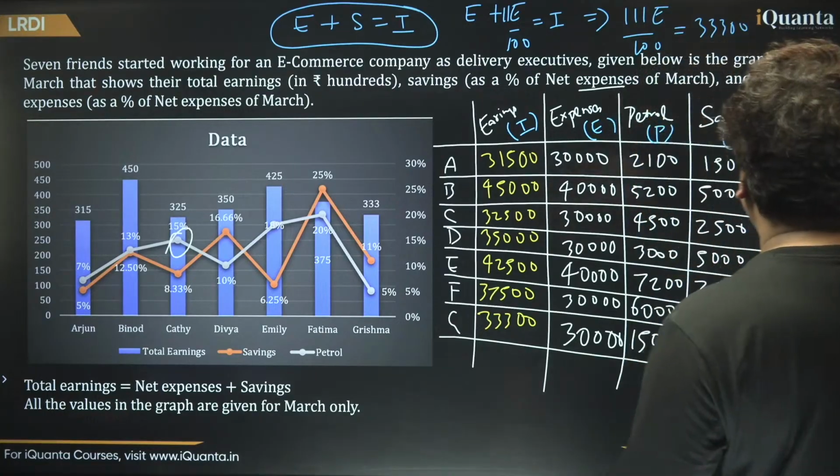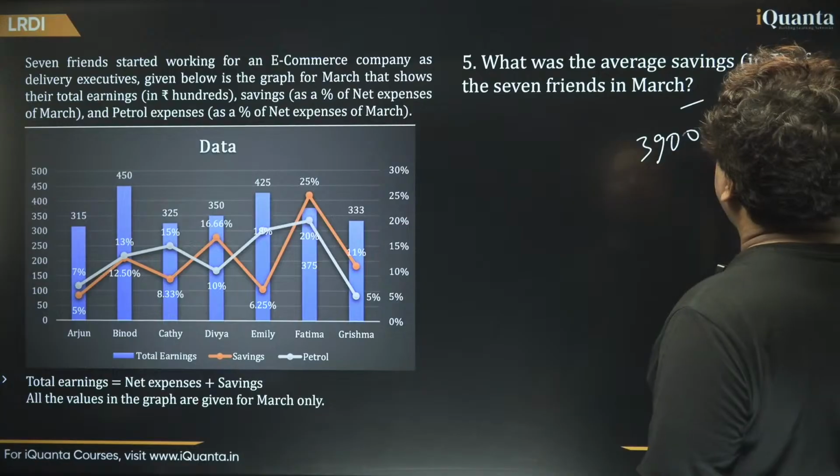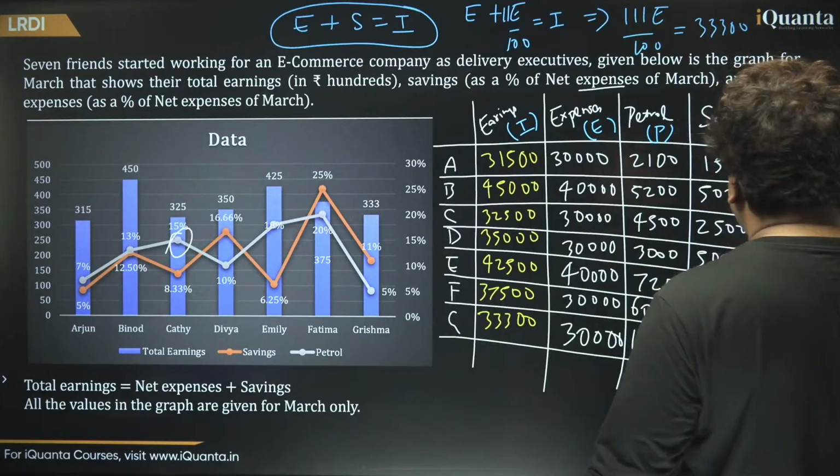Divide by 7, 39 will be the answer. 3,900. That is the answer. Clear? All right.